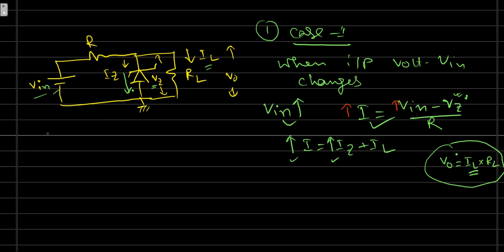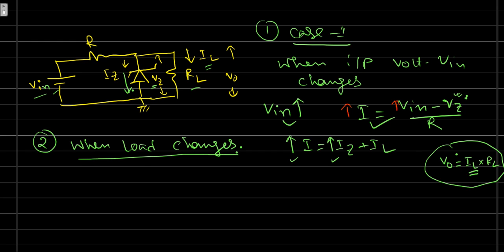Now coming to the second point, that is when the load changes. Again, there is a probability that there is a variation in load resistance. Sometimes you may connect a lower value of load resistance, sometimes a higher value. But for this analysis, we consider Vin constant, because we cannot analyze both cases together. So for case 1, the input changes, that is, load constant. For case 2, Vin is constant.